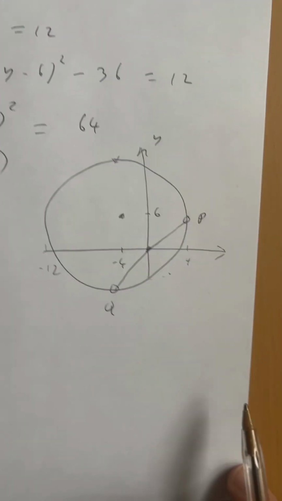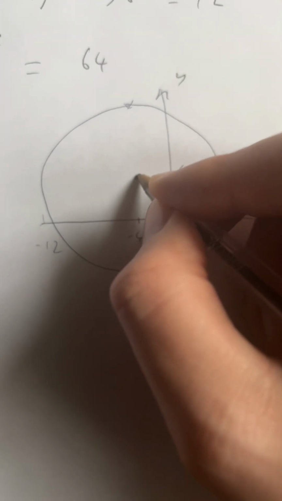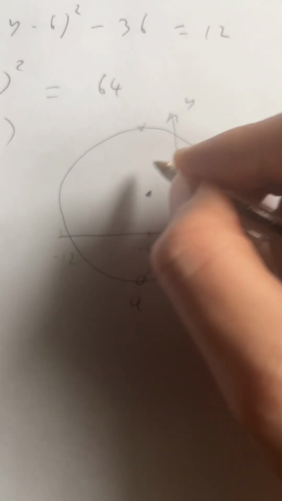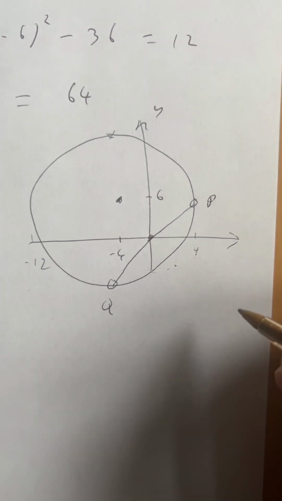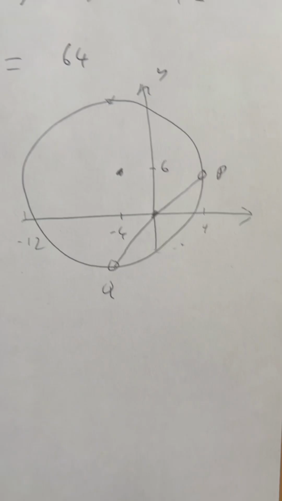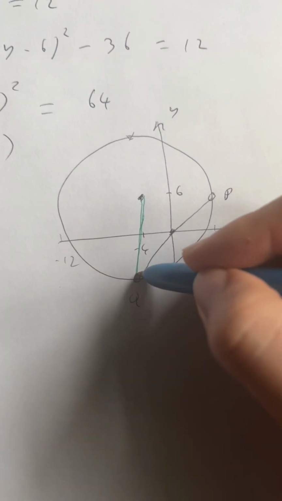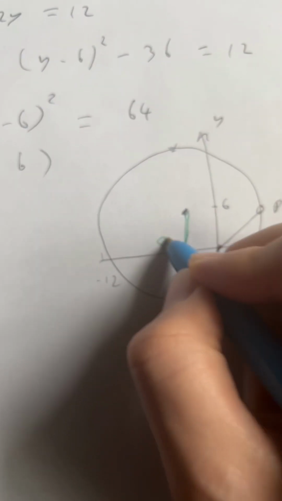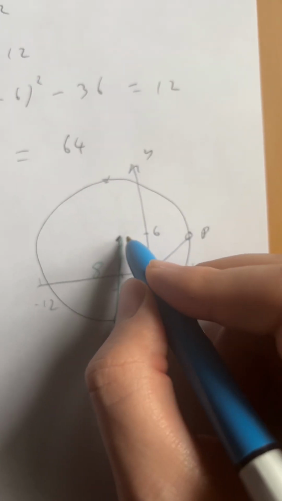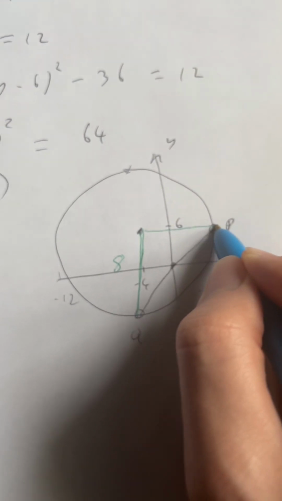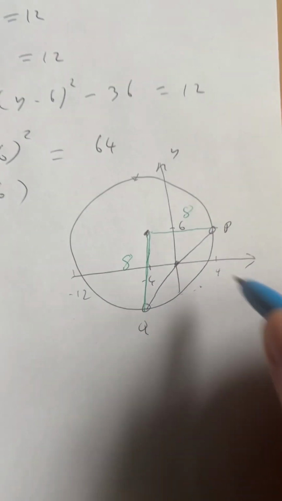Now I know the radius of this circle is 8. So if we go from the center to any part of the circumference, the length is going to be 8. Let's do this in another pen. This green line from the center to Q must be 8 long, because again the radius is 8, so just call this 8 there. Likewise for this length, from the center to P, that must be 8 as well, because again that is the radius.